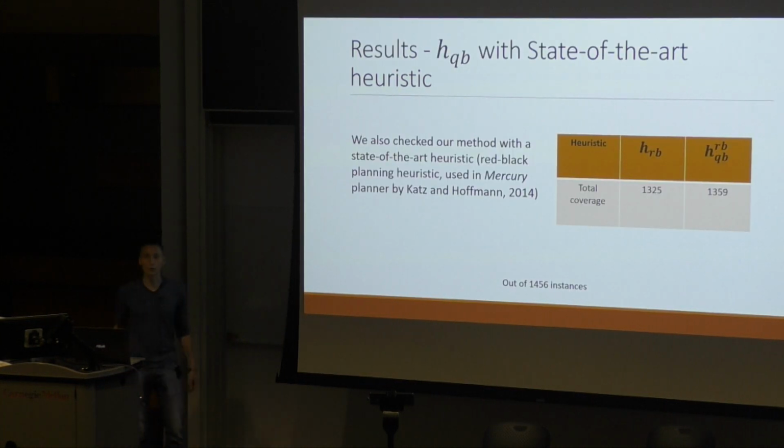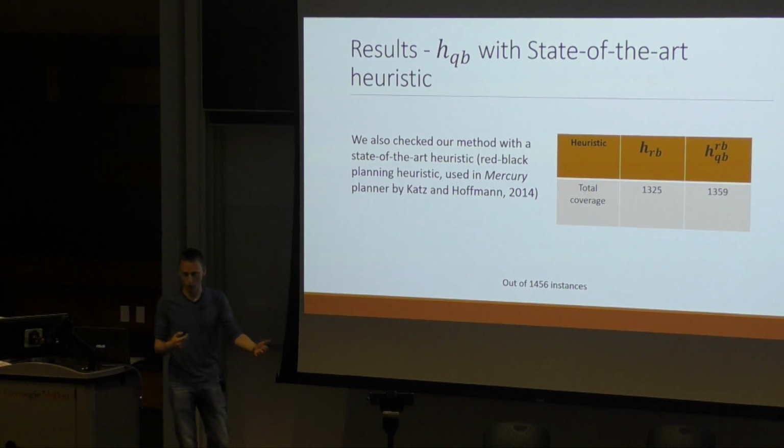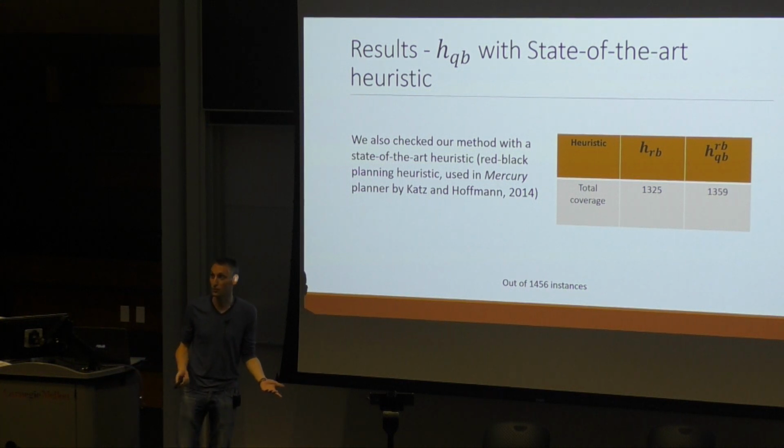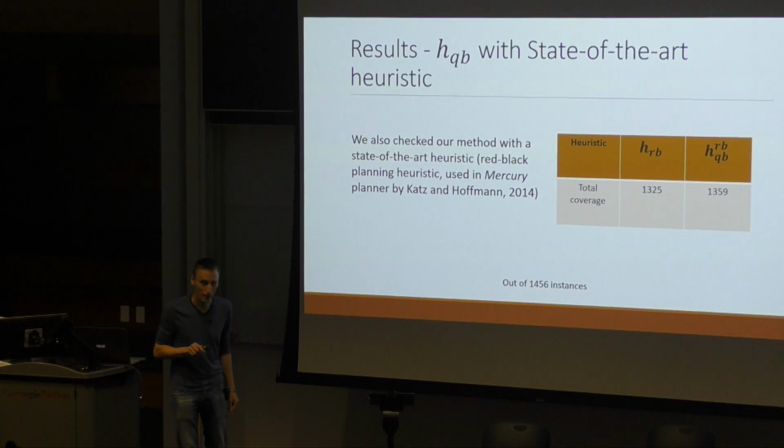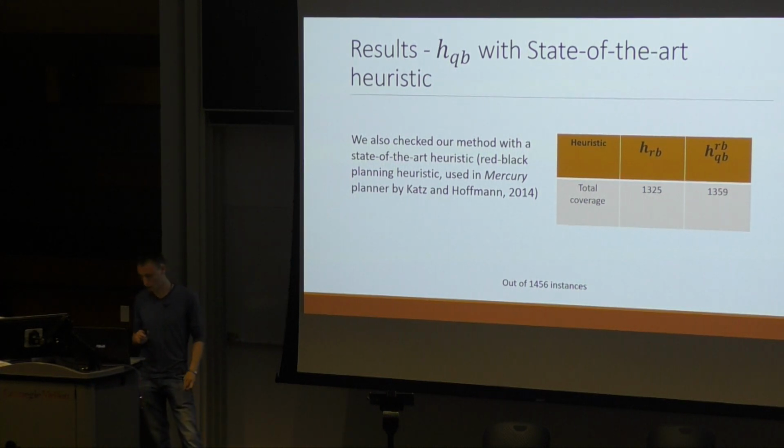All right, but how do we compare to the state of the art, right? So up to now I've just talked about FF and LM, which are, well, good, but they're pretty ancient. So we took a red-black heuristic, which is a state-of-the-art heuristic, and it was used in the Mercury planner by Katz and Hoffmann in 2014. And we ran on the same benchmarks, and you can see that there are gains too when you use it with novelty. All right? So before, we could improve the ancient heuristics, but now we can improve even the state of the art.